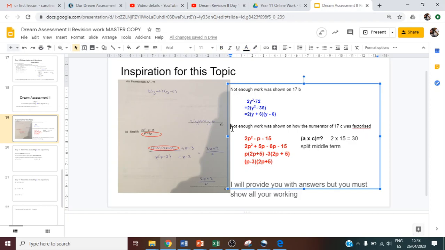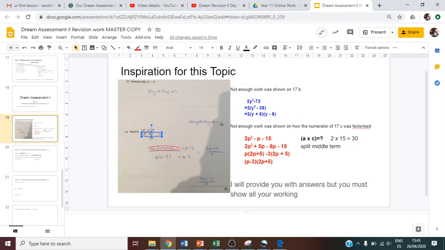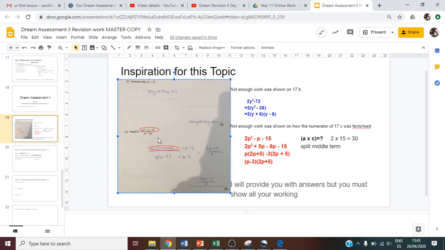Okay, so going on to this next example here, it doesn't say here that we have to factorize. However, to simplify a fraction, you need to find a common factor, a value or terms that you can divide both top and bottom by. And this person, oops, there's a mistake here. This person didn't show their working very clearly for how they factorized the numerator. This numerator, 2p squared minus p minus 15. I've rewritten it over here.